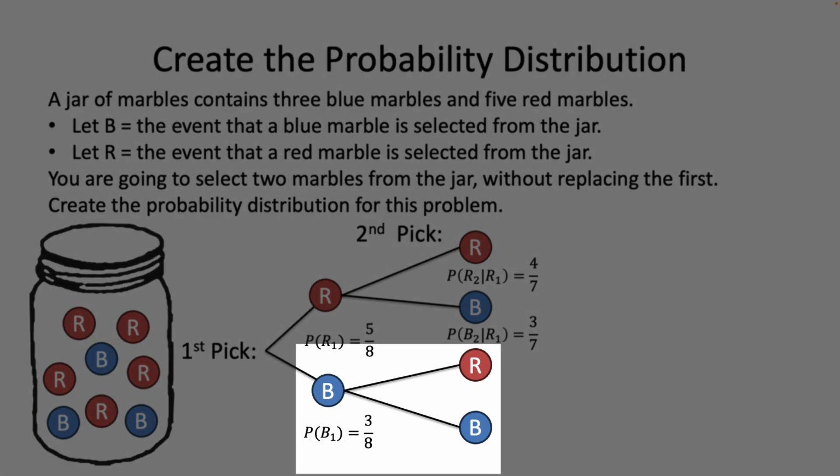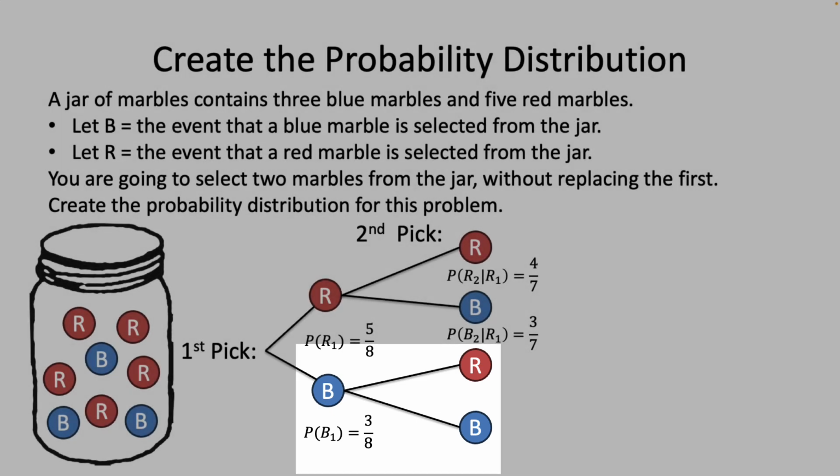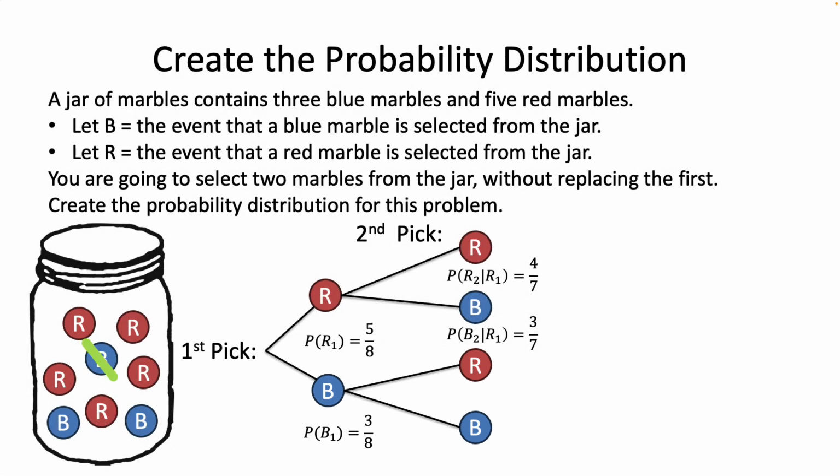Now let's do the second half of the tree. In this case, we're going to assume that the first marble was blue. So let's just cross it off out of our jar. Remember, we're not replacing this blue marble. So there are only 2 blue marbles in the jar and 7 total marbles. So the probability that our second marble is red, given that the first one is blue, is 5 red marbles out of 7 total.